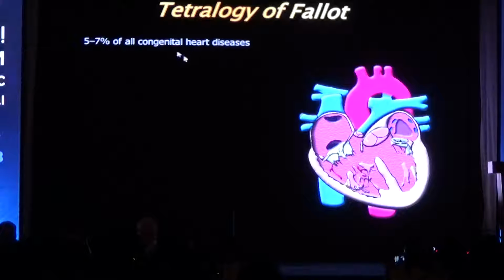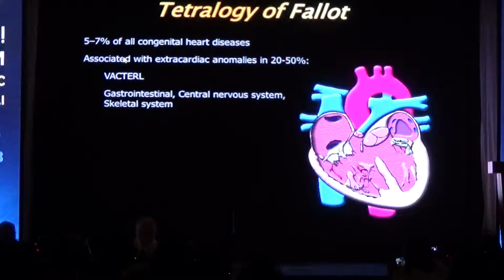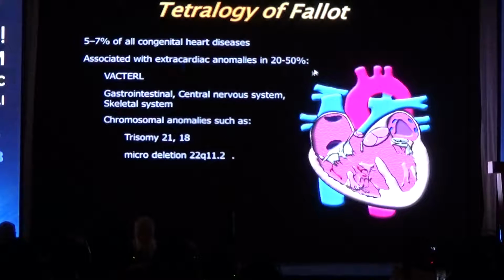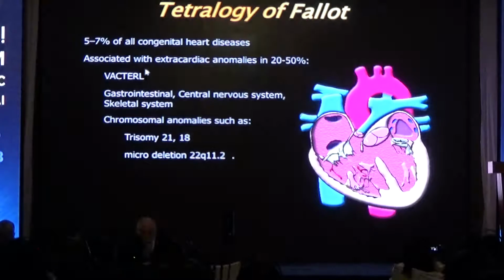So this is a rather common disorder. 5 to 7% of all congenital heart disease are tetralogy of Fallot. So you will see some if you do any number of scans, and it's associated with extracardiac anomalies in a good proportion of the cases. Vertebral anomalies, if you see a baby that has a curve in the spine, a hemivertebra, remember this is the VA, vertebral anomaly, and the C is cardiac anomaly, so tetralogy of Fallot, so associate these together.